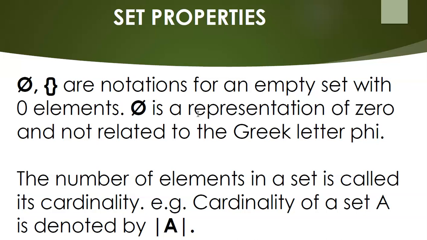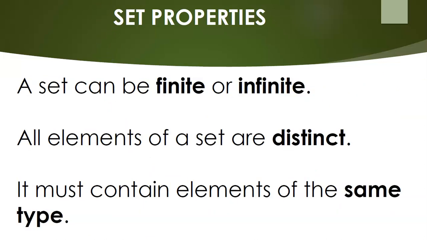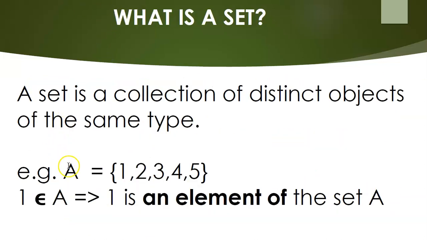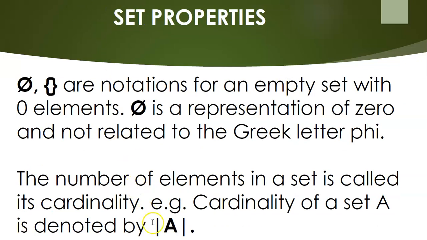The number of elements in a set is called the cardinality of the set. For example, as we saw previously, the cardinality of A would be 5, and it's denoted by this.